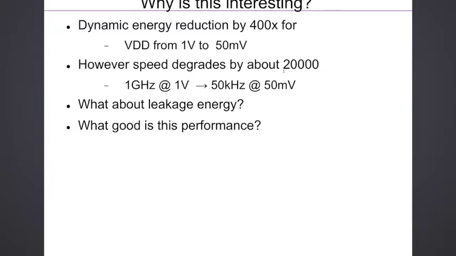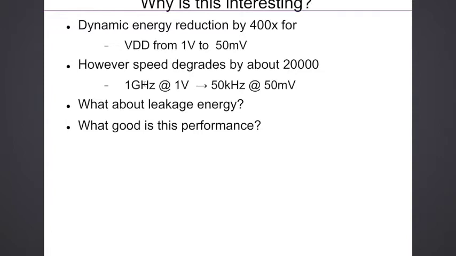So my speed will degrade, and it can degrade by quite a dramatic amount, 10 to the 4, 4 orders of magnitude. So what could run at 1 gigahertz at 1 volt can end up running at 50 kilohertz at 50 millivolts. So it's a very, very low voltage.